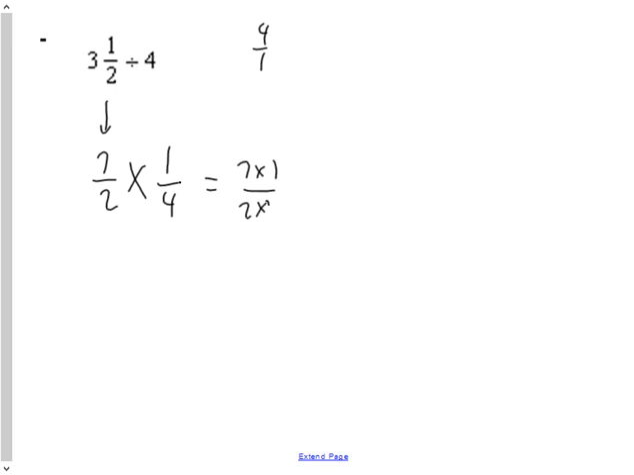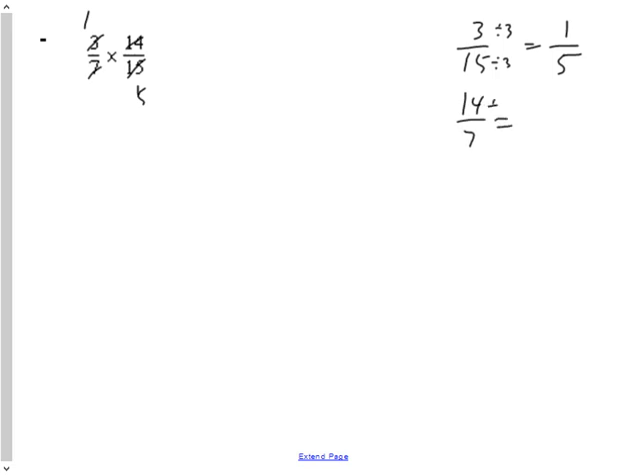Next question is 3.5 divided by 4. For this one, I'm going to change my mixed fraction to 7/2, multiplied by the reciprocal of 4. Since 4 is 4/1, the reciprocal is 1/4. Multiply your numerators and multiply your denominators, you get the answer of 7/8. So 3.5 divided by 4 is 7/8.